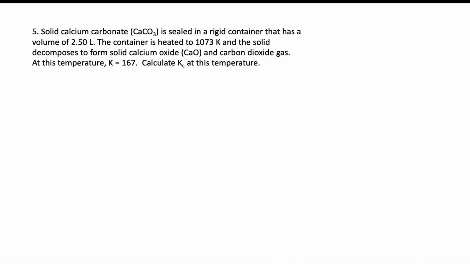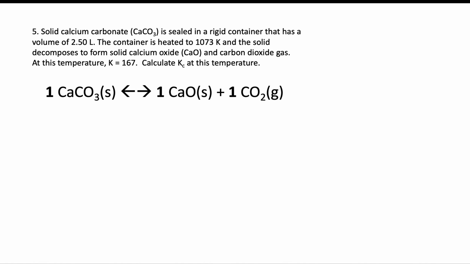Scenario here. So we're taking solid calcium carbonate, putting it into a rigid container. I see what the volume is. It reaches a particular temperature, and we're going to be calculating the equilibrium conditions within that, Kc. So I think it's helpful to start with writing what the reaction describes. I'm going to make sure it's balanced with coefficients of 1 throughout.